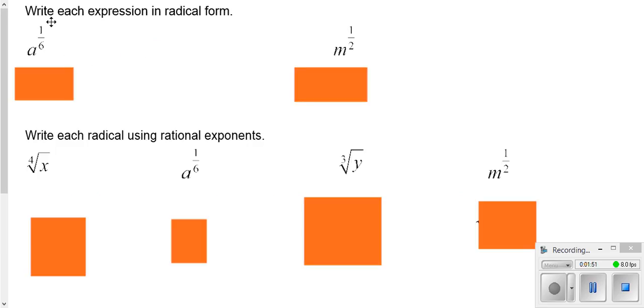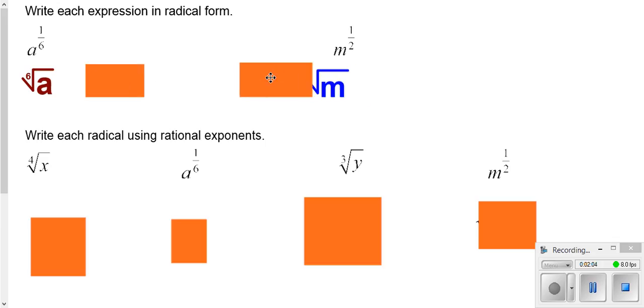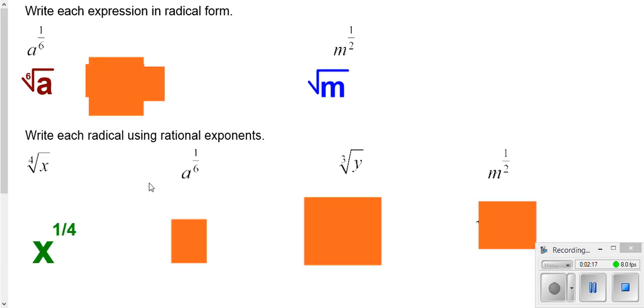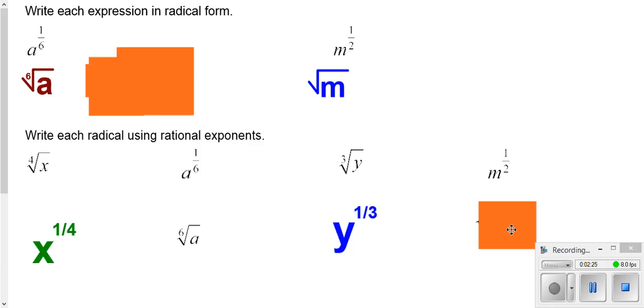So here we have the 1/6 power of a. Writing that in terms of a root would just be the 6th root of a. Or here, this would just be the square root of m. So we want to do the same type of thing down here. Just write them from one form to the other form. So this would just be an x to the 1/4. This would just be the 6th root of a, just like we did up here. This would just be y to the 1/3, and this would be just the square root of m, like we had up above.